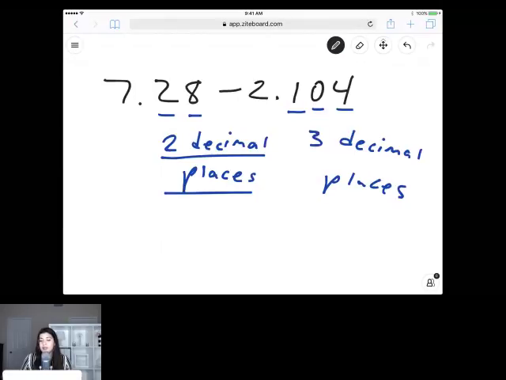Moving on from this, you want to subtract these first, and then we'll round at the very end to 2 decimal places. When we punch this into our calculator, 7.28 minus 2.104, you get 5.176. So we're going to round to 2 decimal places, so we'll stop here and round up. Our final answer is 5.18.